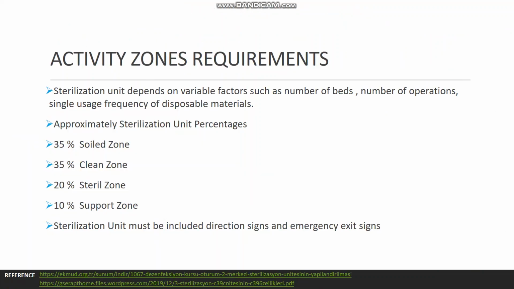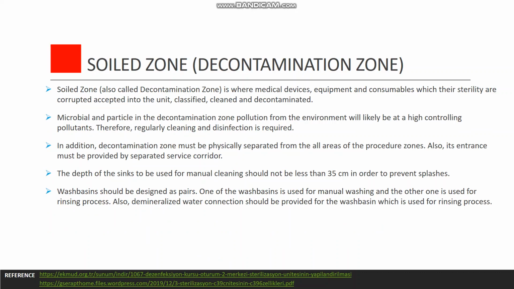Activity zones requirement. Sterilization unit depends on variable factors such as number of beds, number of operations, single usage frequency of disposable materials. Approximately sterilization unit percentages: 35% soil zone, again 35% clean zone, 20% sterile zone, 10% support zone. Sterilization unit must include direction signs and emergency exit signs.